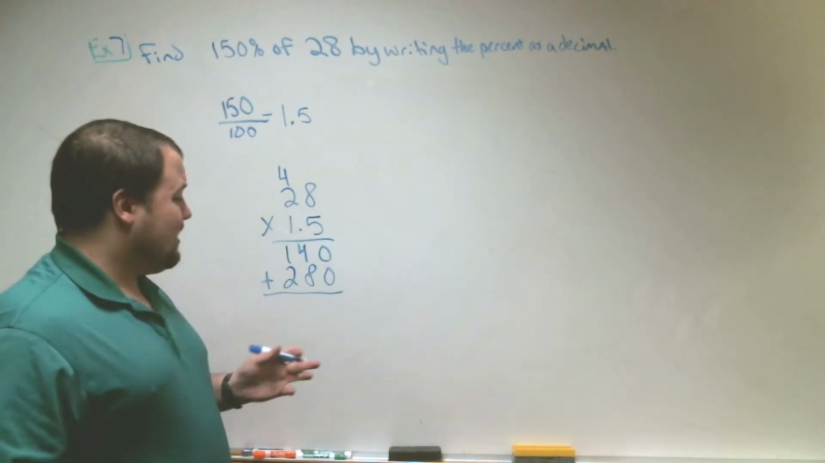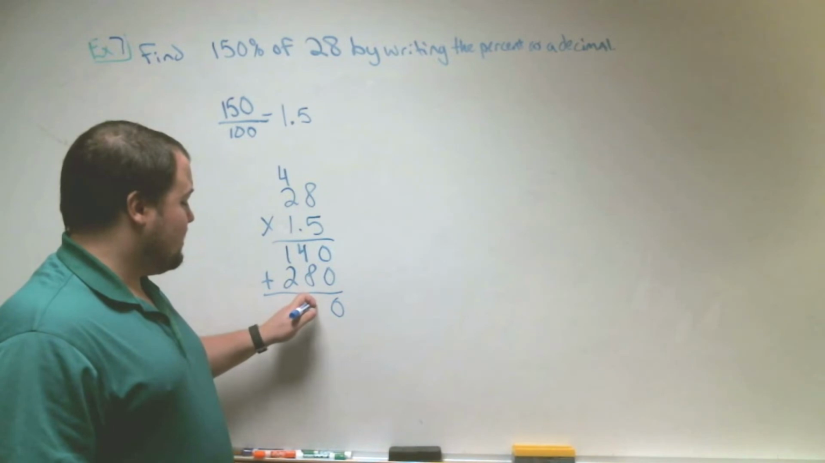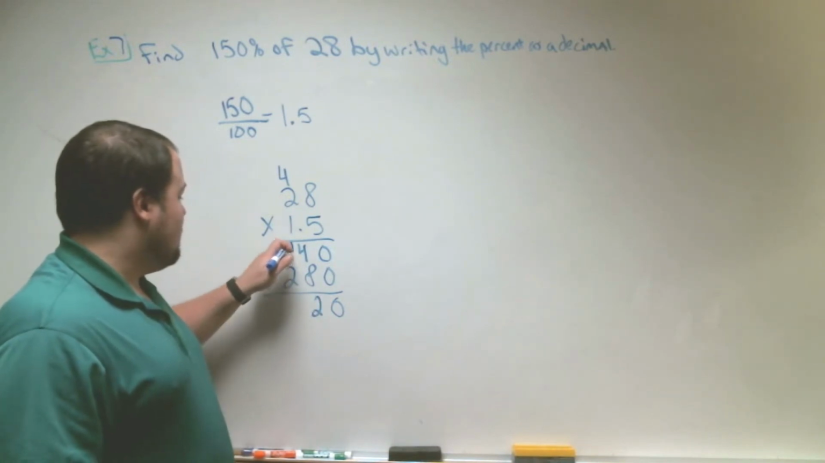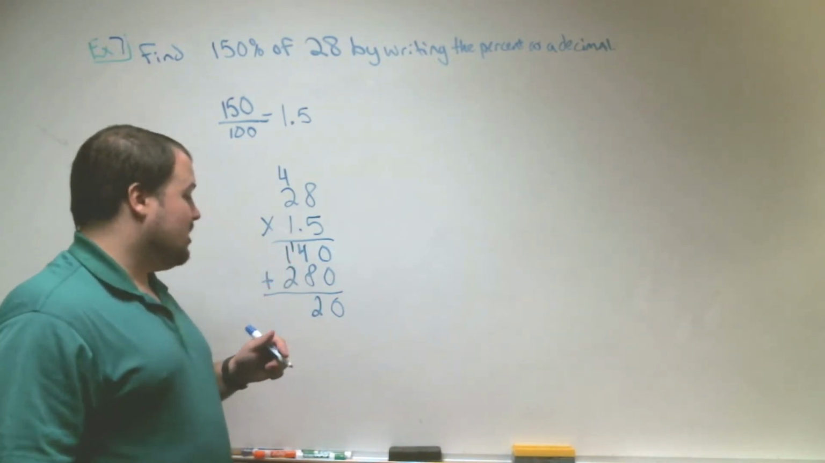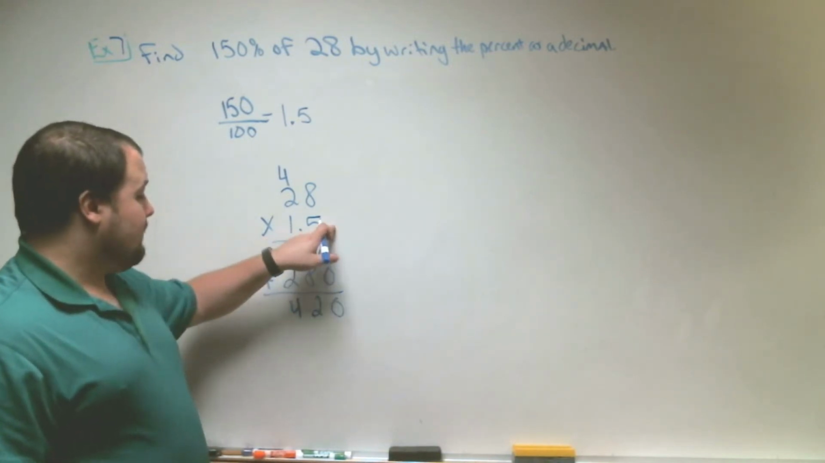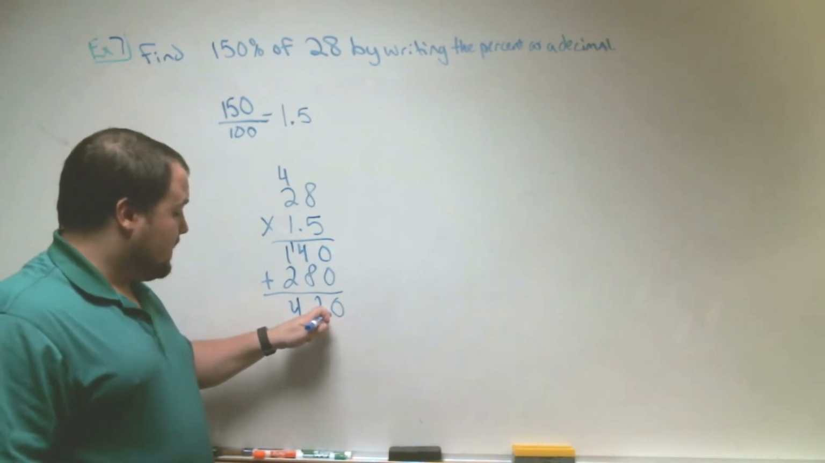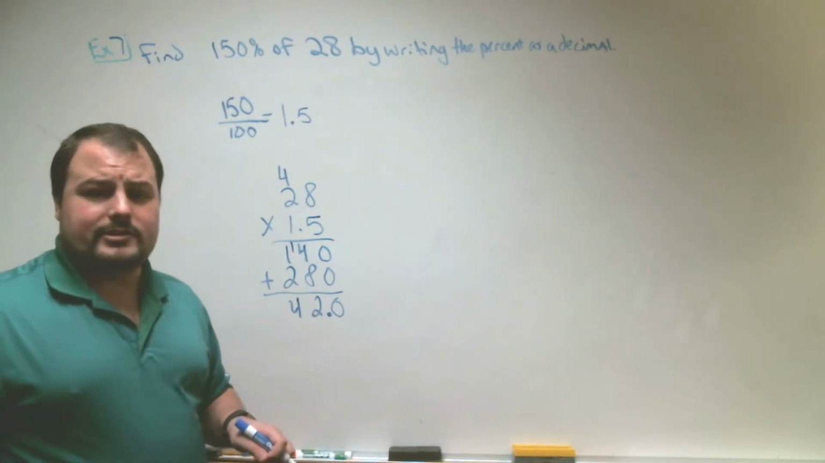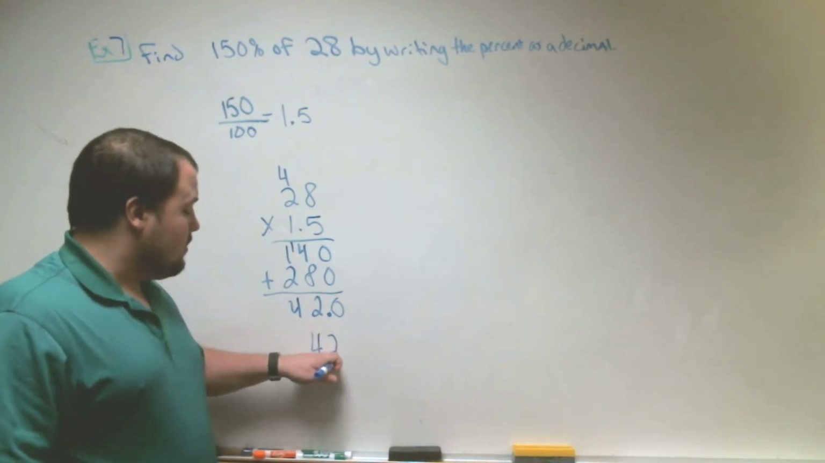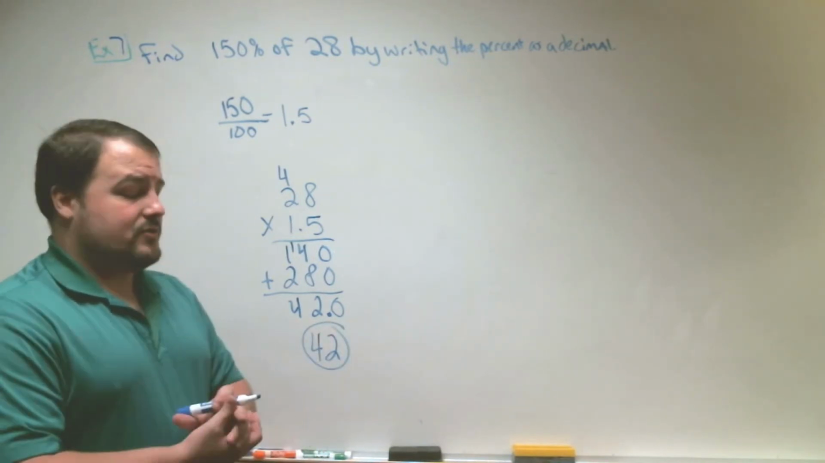And I'm going to go ahead and add these. I get 0. 4 plus 8, that's 12. Carry the 1. 1 plus 1, that's 2. 2 plus 2, that's 4. And since I have one number behind the decimal, I'm going to move the decimal back one spot. So that's 42.0, which is really the number 42. So 42 should be 150% of 28.